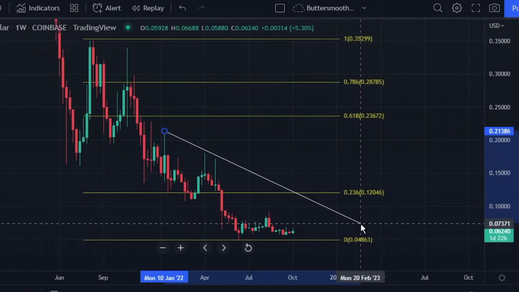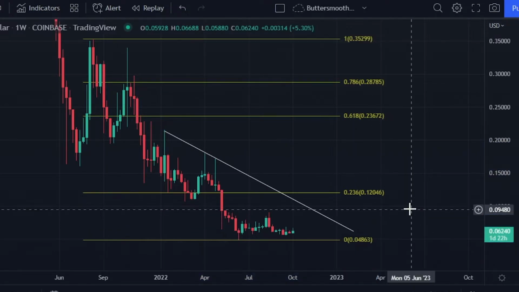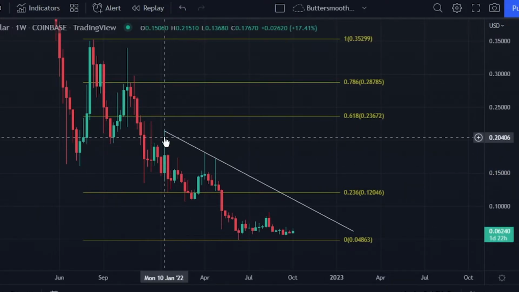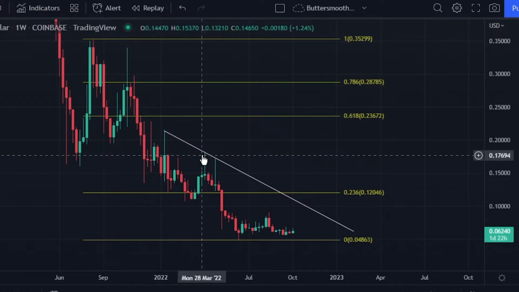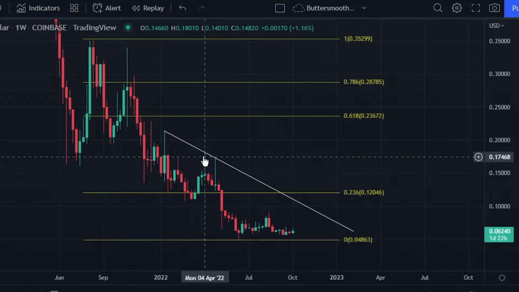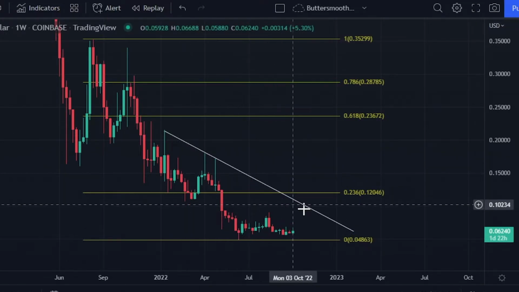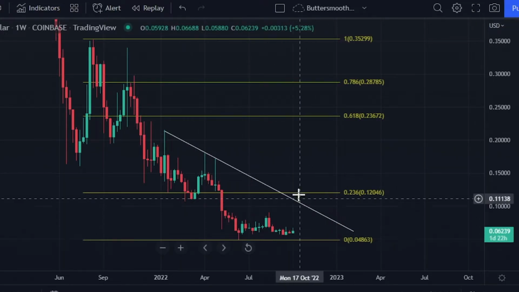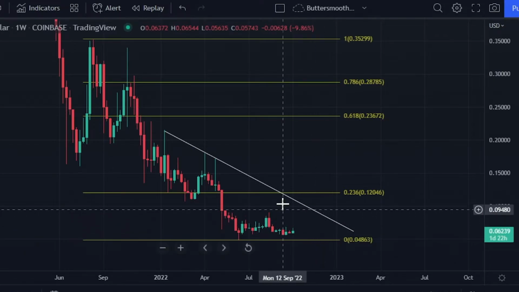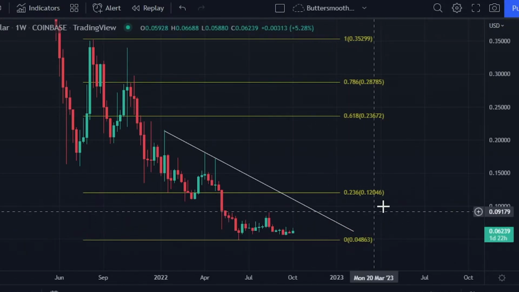This would probably be the most valid trend line for Doge as of now. First touch point is here, January 10th, 2022. Second touch point lines up with April 4th, 2022. Third touch point lines up with April 25th, 2022. And then we just expand it out, and you see it gives us room to still have the trend line as resistance.